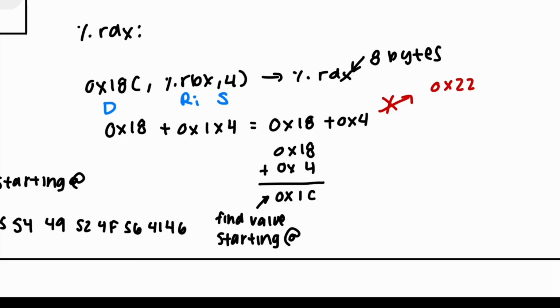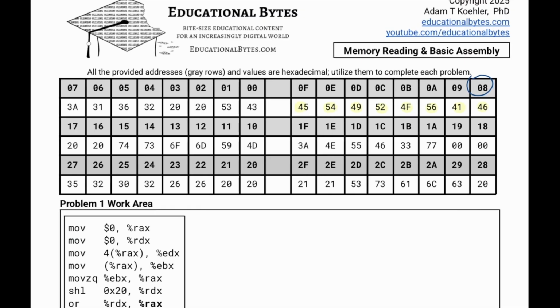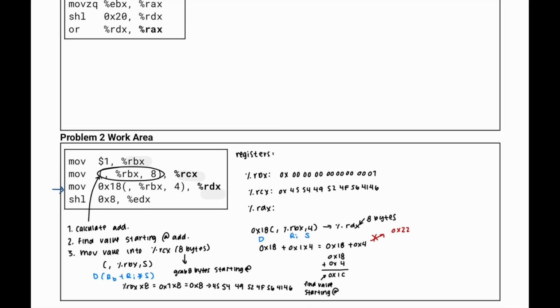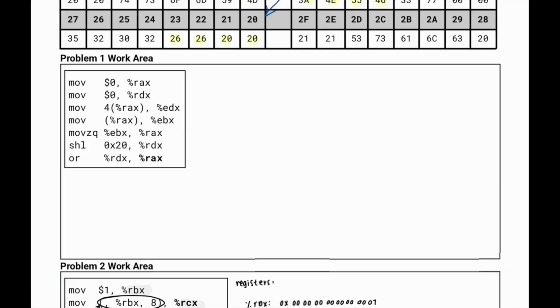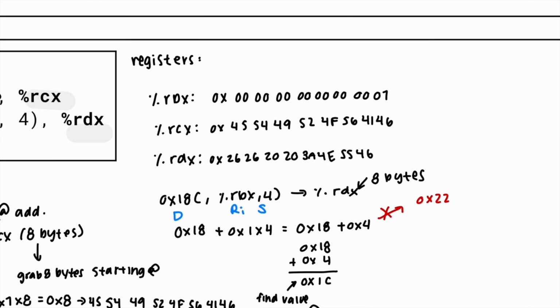And we have to grab 8 bytes starting at 1C. In our memory table, we have 1C over here, and let's grab 8 bytes. 1, 2, 3, 4, then we go down to the left, 5, 6, 7, 8. So that will be the final value going into RDX.